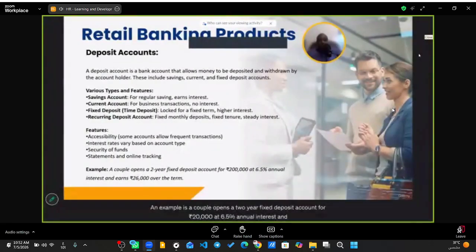An example is a couple opens a 2-year fixed deposit account for 20,000 rupees at 6.5% annual interest and earns 26,000 rupees over that term. That is a deposit account because they went in and deposited money in the account, as opposed to other types of accounts that don't require that, as explained in this module.